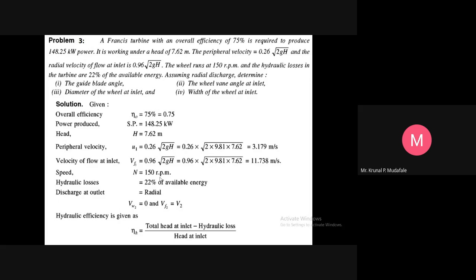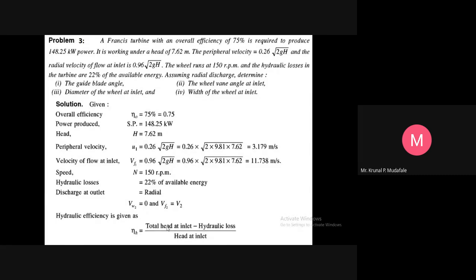As we already told you in the previous lecture, any type of turbine works under two conditions: one is the actual condition and the other is the ideal condition. The losses are given in this numerical, which means this turbine works under the actual condition. If there are any losses, whatever efficiency we consider, we have to consider the losses at the outlet.